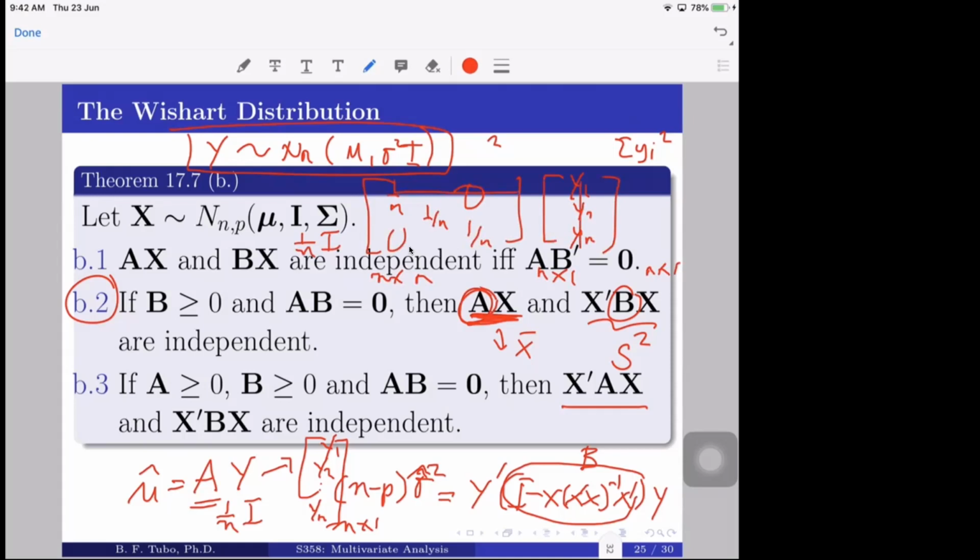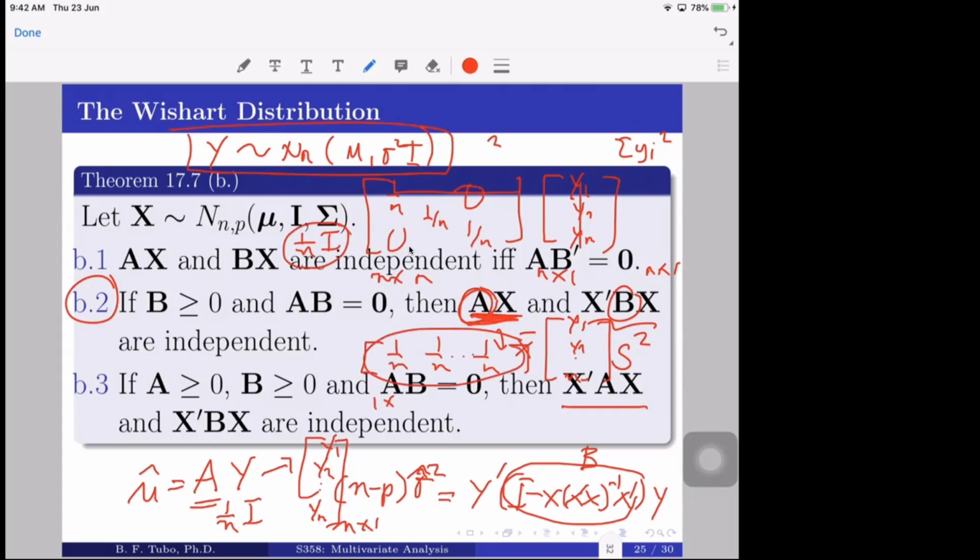Okay. Or pwede po na 1 over n, 1 over n, 1 over n, di ba? Times y1, y2 to yn. You multiply that. But it becomes a scalar lang, dili matrix. So it should be multivariate case man eh. So it should be 1 over n times I.